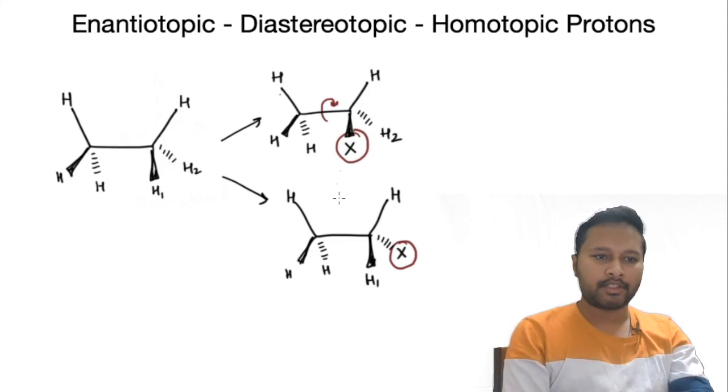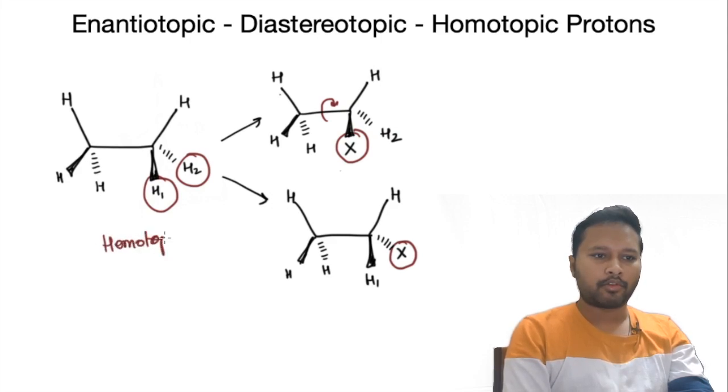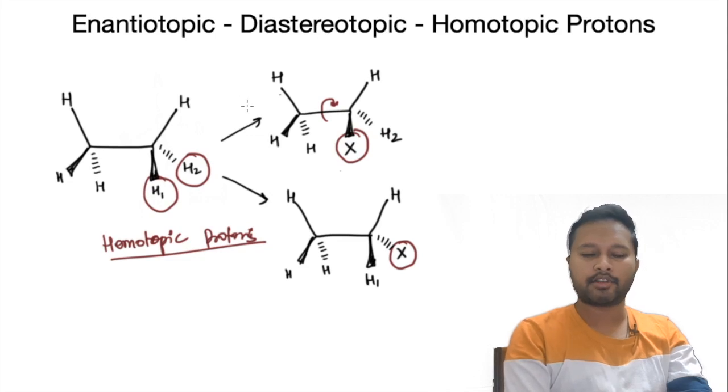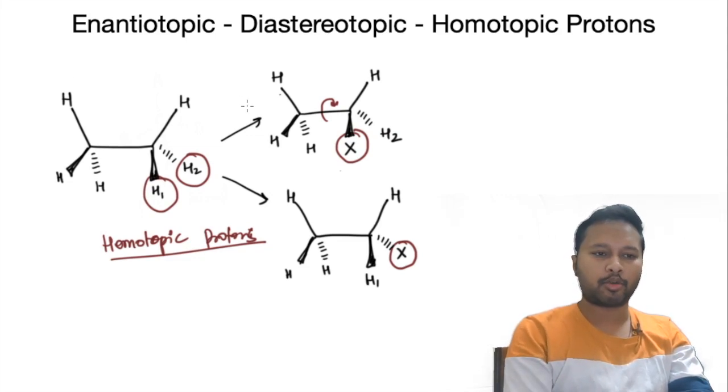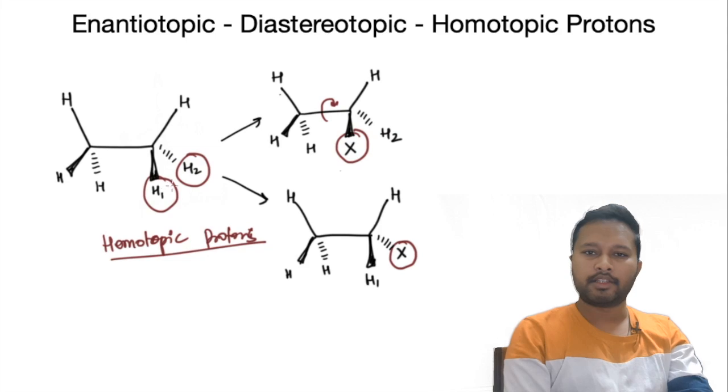Okay, so for these types of molecules, when you exchange these hydrogens and you get the same structure back, so that both of them are identical structures, then these two hydrogens H1 and H2 are said to be homotopic protons. Now remember, I am just talking about H1 and H2. The rest of the hydrogens or whatever groups are there, I am not talking about them. This is just the relation between these two hydrogens.